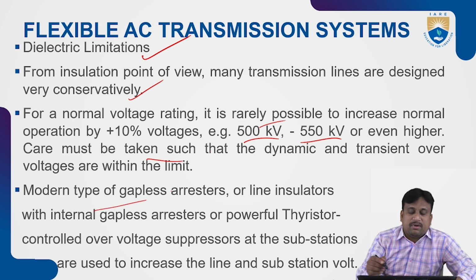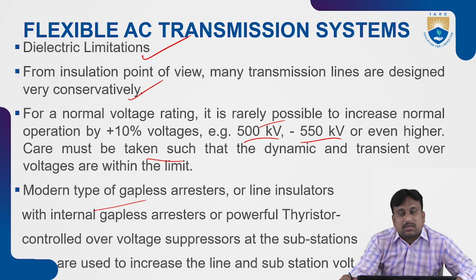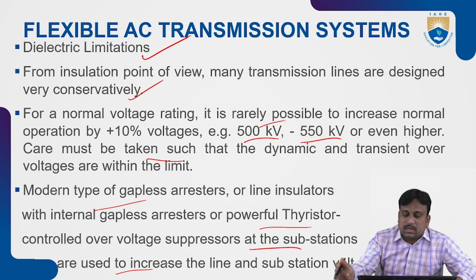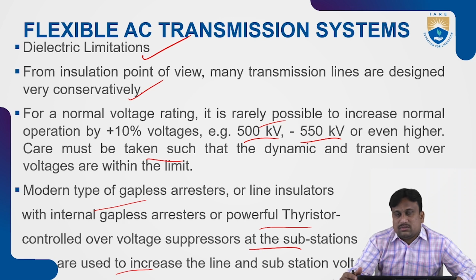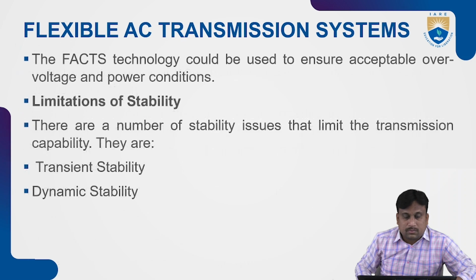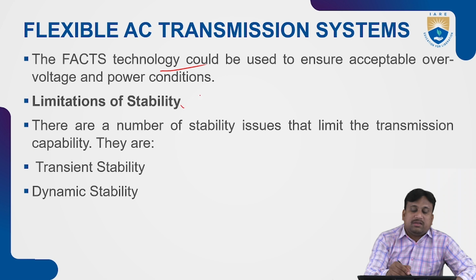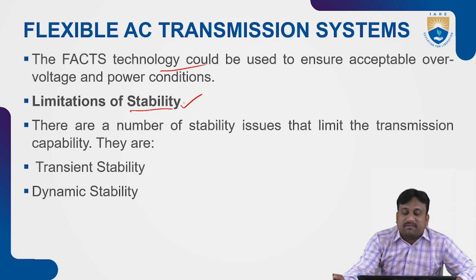So modern gapless arresters or line insulators are installed with internal gapless arresters, or powerful thyristor controlled overvoltage suppressors are introduced at the substations. They are used to increase the line and substation voltage. So this must be treated to make sure about the whole system. Coming to FACTS technology, it should be utilized to ensure acceptable overvoltage and power conditions. So here the limitations of stability are there. There are a number of stability issues that can limit the transmission capability.